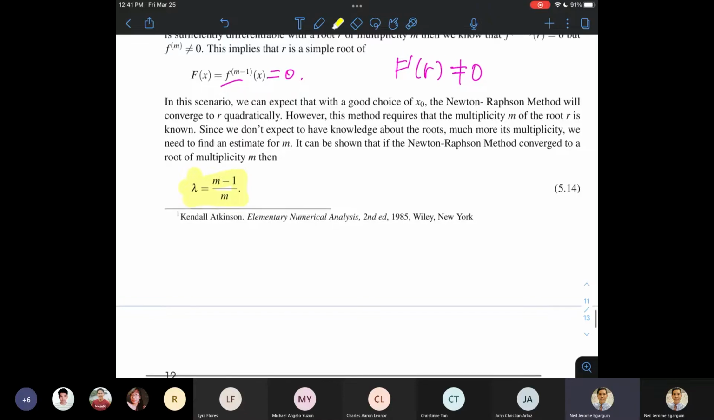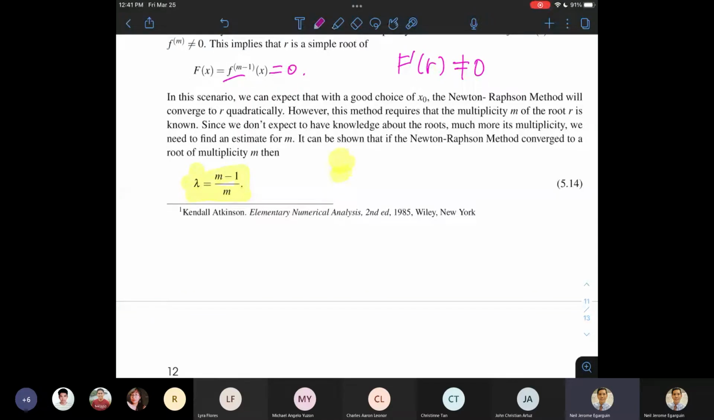Alright? So, yung lambda nating nakita ay 2/3. Equate mo yun sa m minus 1 over m. Makita mo rito ay m equals 3. Alright? Which is in line with what equation 5.14 is telling us. Alright? So, kung hindi mo alam yung multiplicity, nag-run ka ng Newton-Raphson, na-observe mo yung asymptotic error constant, then mako-compute mo yung multiplicity ng root. Okay? So, alam mo na ngayon, multiplicity 3 yung root. So, kunin mo yung second derivative ni f, siya yung gamitan mo ng Newton-Raphson.